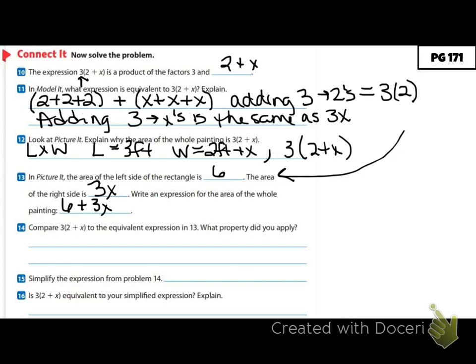14. Compare 3 times (2 plus x) to the equivalent expression in 13. What property did we apply? So if we had 3 times (2 plus x), and we know it is equal to 6 plus 3x, how do I get from here to here? Well, I'm basically taking my 3 and I am distributing it back in. So that means that it is the distributive property.